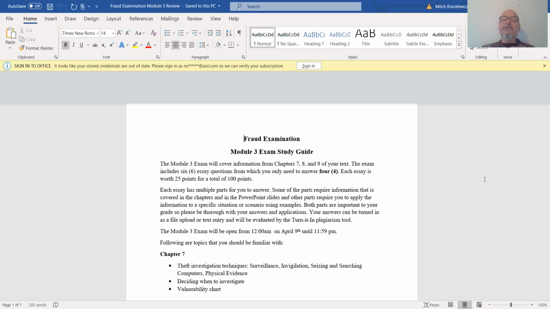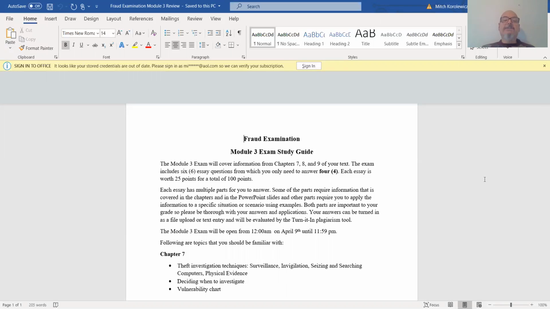The exam includes 6 essay questions from which you only need to answer 4. So you'll have a choice of 6. You only have to answer 4. Each essay is worth 25 points for a total of 100 points. So just answer 4. They're worth 25 points each, and that will add up to 100 points if you get full credit for each answer.